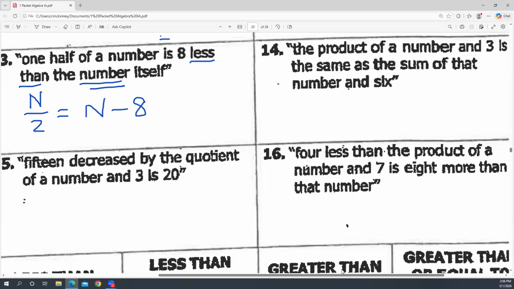The ones in this section are a little more complicated, so try not to be overwhelmed. It's okay. The product tells us which operation? Multiply. So a number and 3. So 3n is the same, so equal, as the sum. So I'm adding something over here together, that number, so this means use the same variable, and 6. So plus 6.